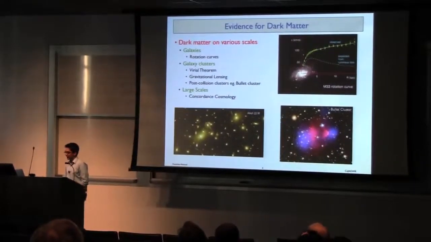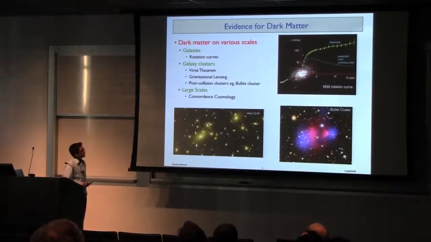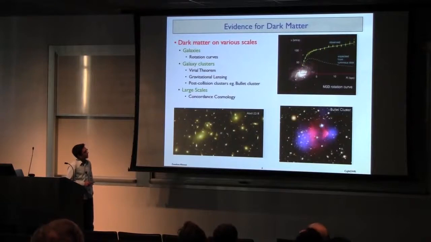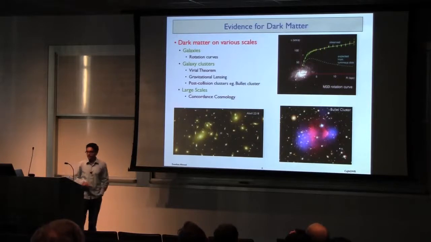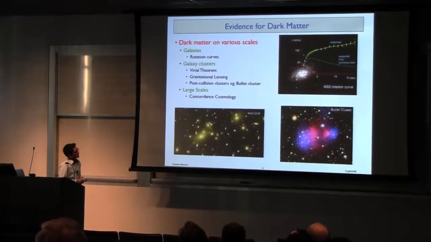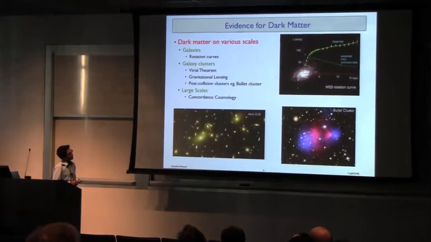All scales. Starting with galaxies, we're used to looking at these kinds of rotation curves for spiral galaxies, where if you look at the velocity as a function of radius, the observed rotation curves do not match what you would expect from the luminous component. So this suggests that there is some dark component that contributes in addition to the luminous component to give what we see.